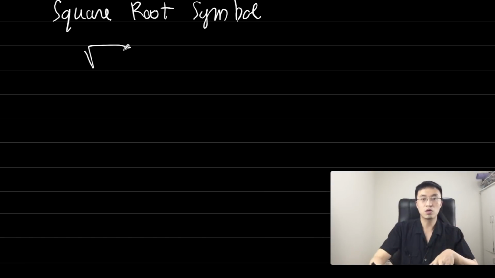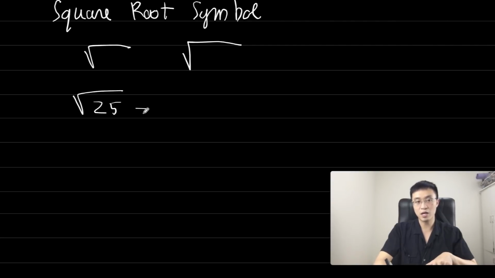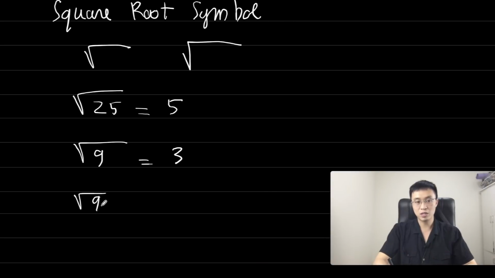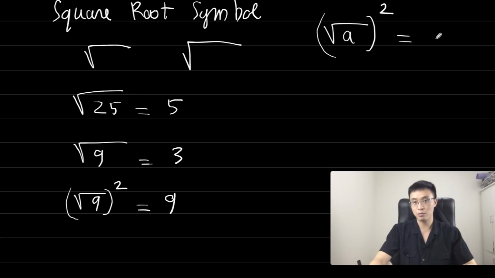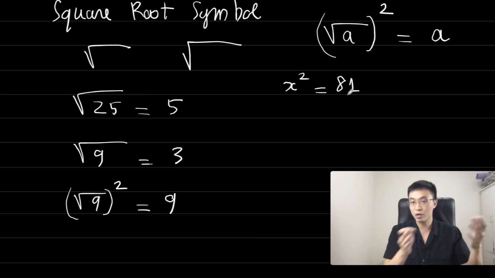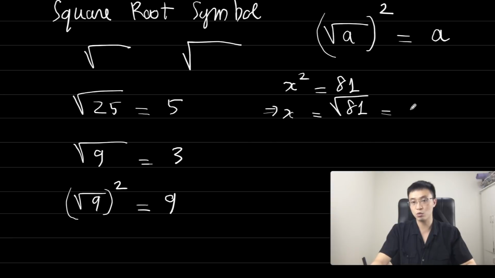The square root symbol has the form like this, and if you want to calculate the square root of 25, it will be equal to 5. The square root of 9 will be equal to 3. The square root means that when you take the square root of a number and square it, it has to be equal to itself. Example, the square root of a, and then you take the square, it has to be equal to a. It's very easy to calculate for perfect squares like x squared equal to 81 or 25 or 9, because when you calculate x, you take the square root of 81, and it will be equal to 9.